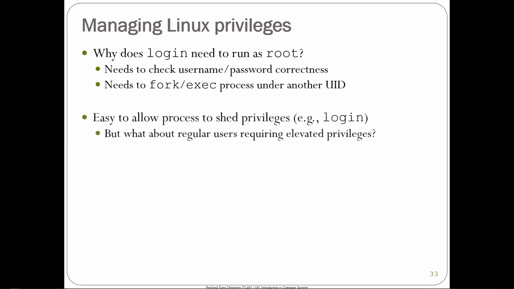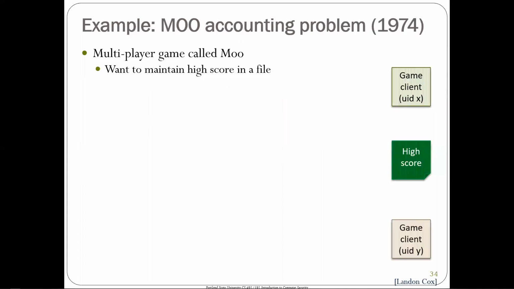So that's the easy case. Shedding privileges is an easy thing to do. What about controlling how regular users elevate their privileges? Because eventually you do want to do elevated operations that require elevated access for regular users. To give you an example, there's a really famous example from 1974, which articulates the need for escalating privileges in a controlled way. And this is the Mu accounting problem.